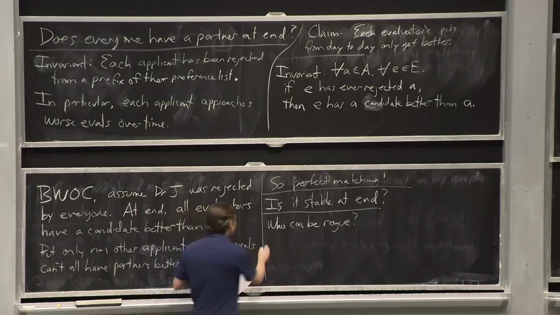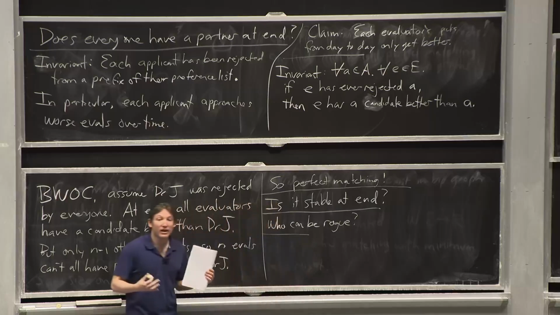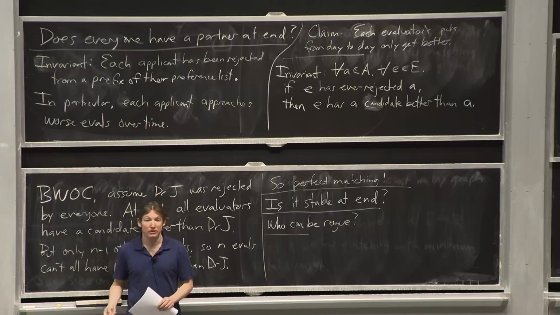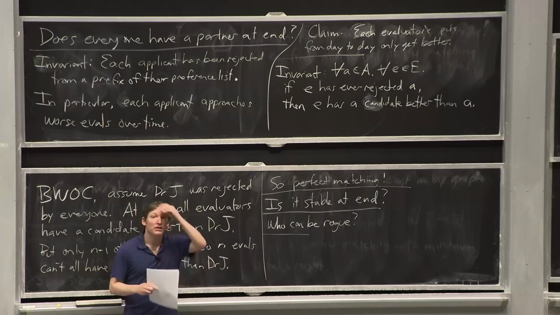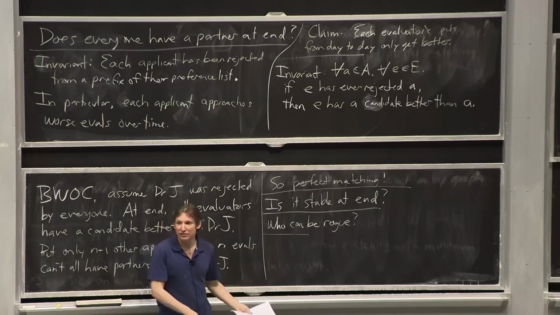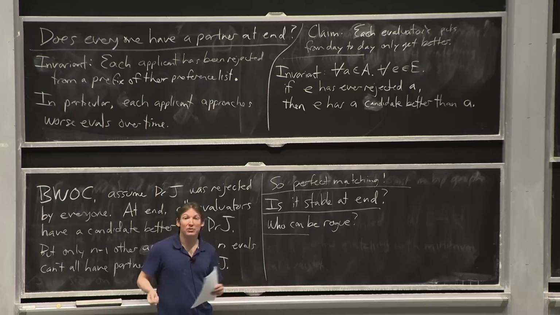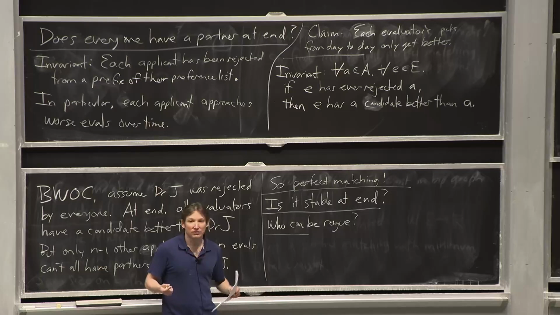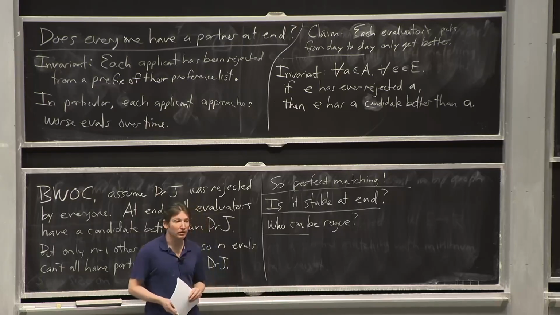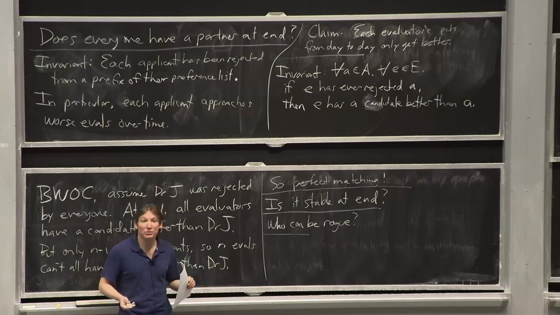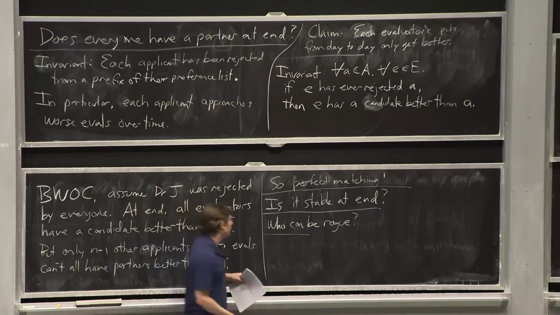Well, I claim there are three kinds of applicants in relation to one of the particular evaluators. So if we think of Tufts as one of the evaluators, Tufts Medical Center, then some of the applicants Tufts rejected at some point in the algorithm. Some of the applicants Tufts never spoke to. And then one applicant Tufts keeps until the end and ends up paired with. So let's consider each of those three kinds of pairings and show that Tufts can't be rogue with any of them.